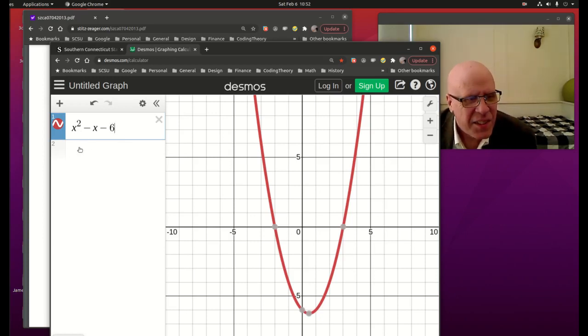Yeah, that's strange. Now I'm trying to figure out, what if I wanted it to say 2 minus x up in the exponent? How could I get that to happen? Oh yeah, sure, I could use parentheses and make that happen, so never mind. Good, thank you Desmos, you've improved the product, that's great.